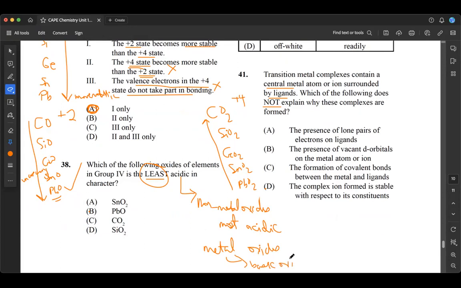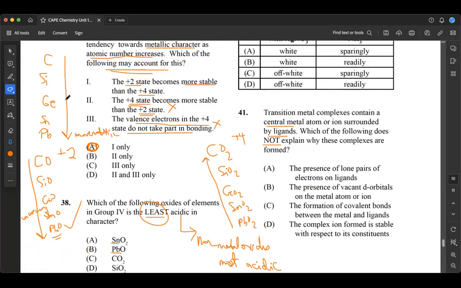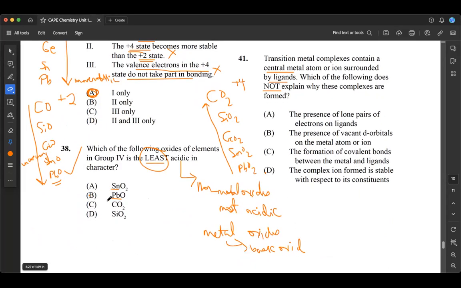And so what happens now? Let's look at this. Tin is metallic, but not as metallic as PbO2. Because remember, we said that as we go down, we increase in our metallic nature, right? As we go down. And so this is a +2 state. So the Pb is going to be super metallic in character. And as we said, metallic oxides are basic. So this one is going to be basic, which means it's the least acidic, okay? So 38 is going to be B. This is going to be super acidic.